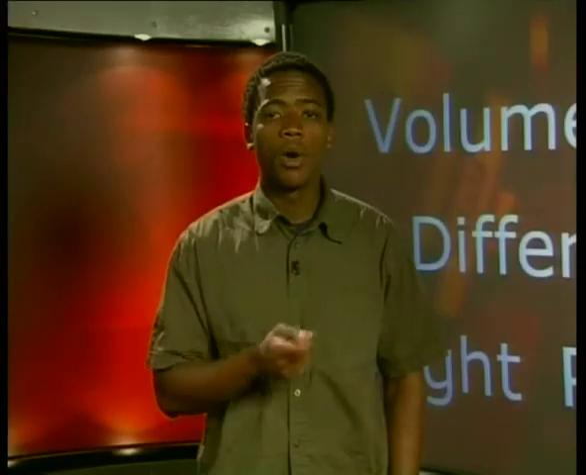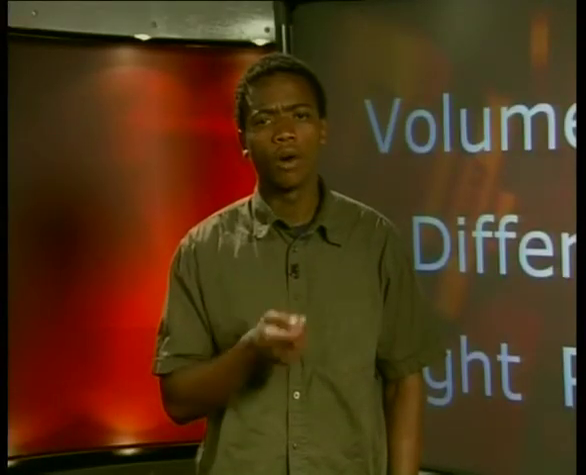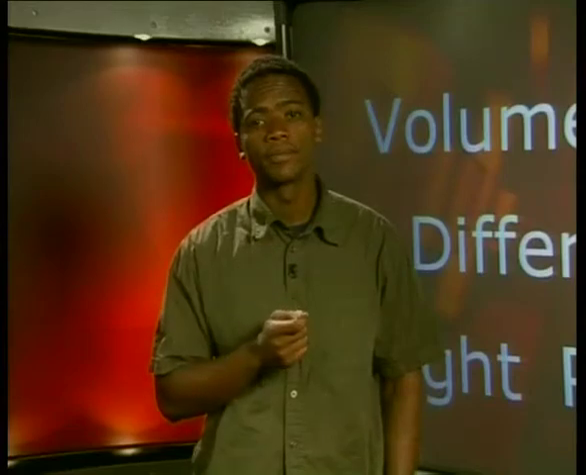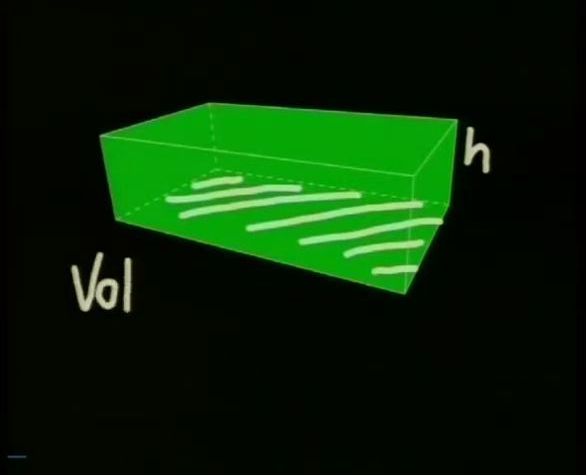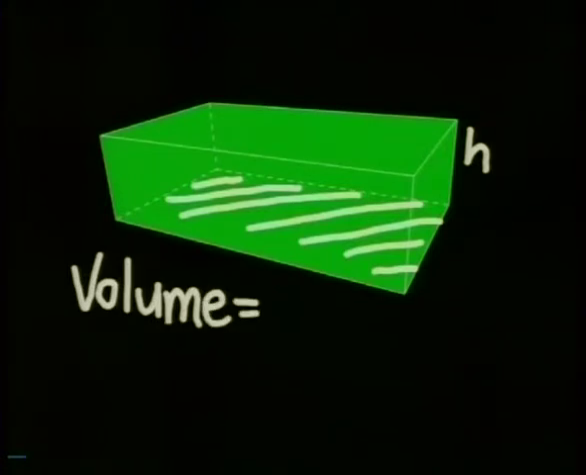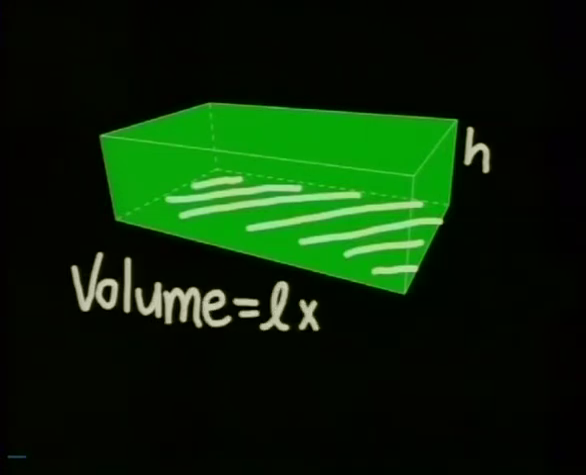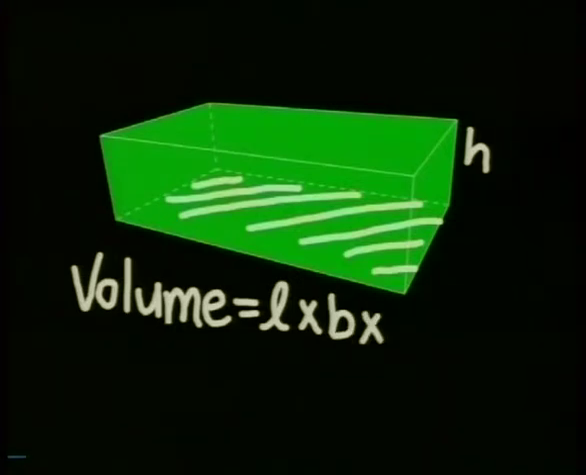And do you remember what the formula is for the volume of a right rectangular prism? It is the area of the base, which is a rectangle, multiplied by the height. Since the area of a rectangle is length times breadth, the formula for the volume of a right rectangular prism is equal to length times breadth times height.